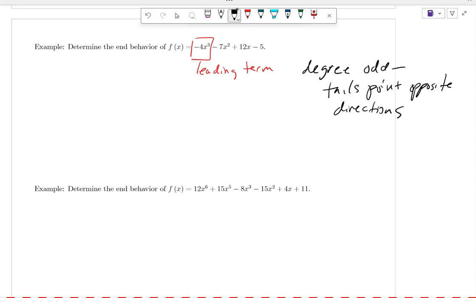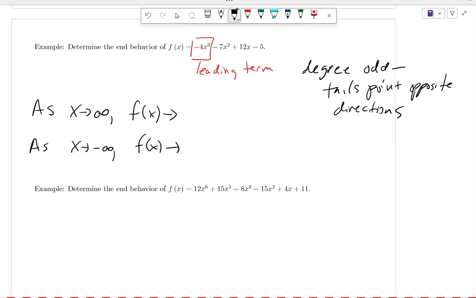All right. So if we want to write the end behavior, then we make those two statements. As x goes to positive infinity, f of x goes somewhere. As x goes to negative infinity, f of x goes somewhere. You already told me they point opposite directions. So it either has to go lower left to upper right or vice versa. Which is it? Is it lower left to upper right or upper left to lower right? Upper left to lower right because of what?